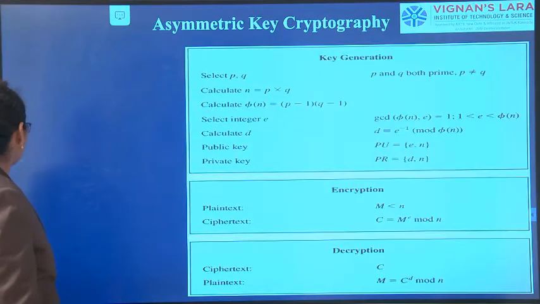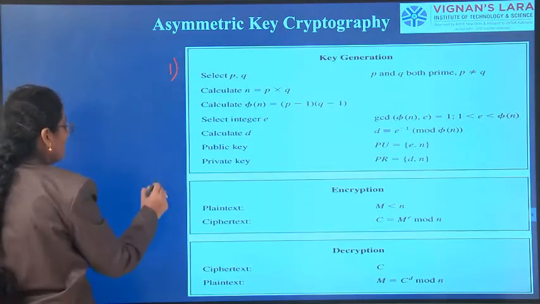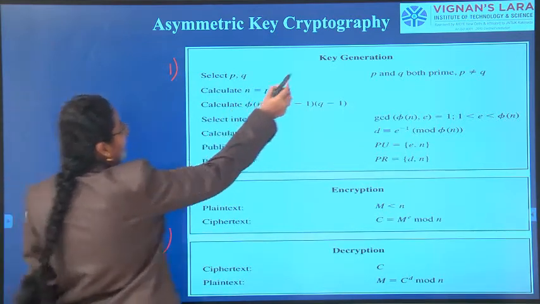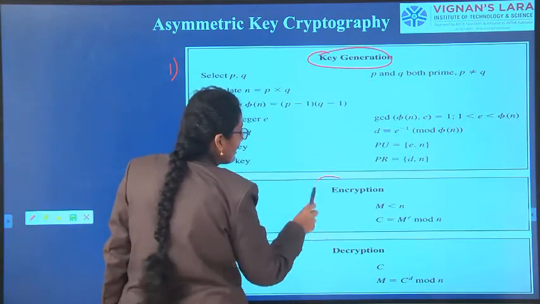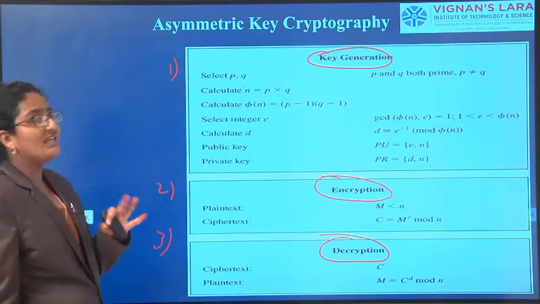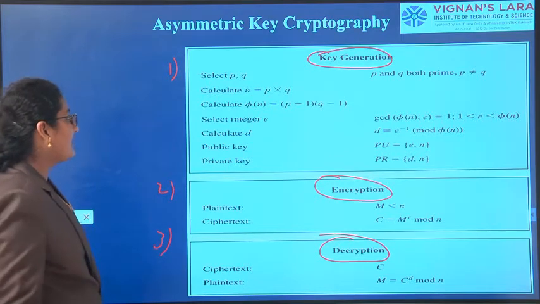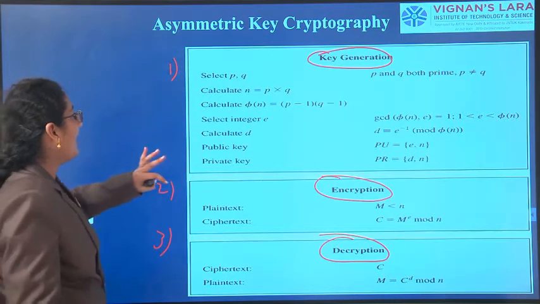So let us see step by step. We have 3 steps in RSA algorithm. First step is key generation. Second step is encryption. Third step is decryption. Key generation, encryption, decryption. Key generation you already have seen.